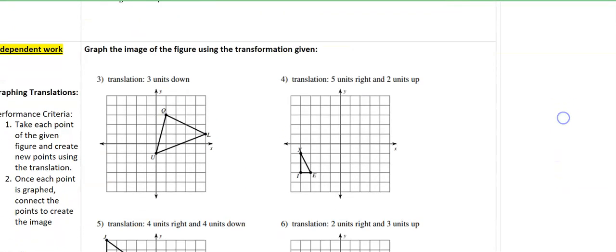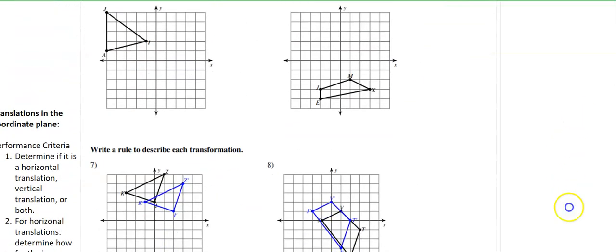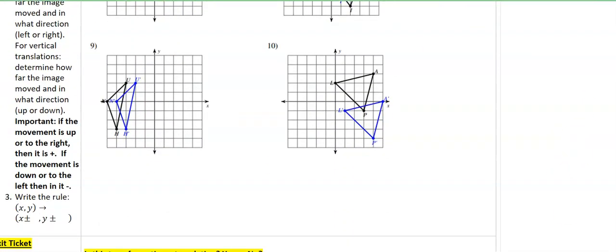And then for classwork, you have this independent work down below and an exit ticket.